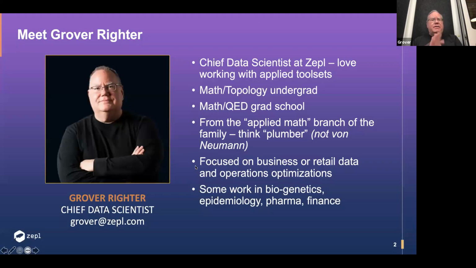There we go. That's me. I'm Grover Reiter. I'm the chief data scientist here at Zepl. I love working with these applied tool sets. I have a math and topology undergrad, and those of you who know topology know, I spent a couple of decades in the wilderness until Thurston's postulates were finally resolved in 2003.